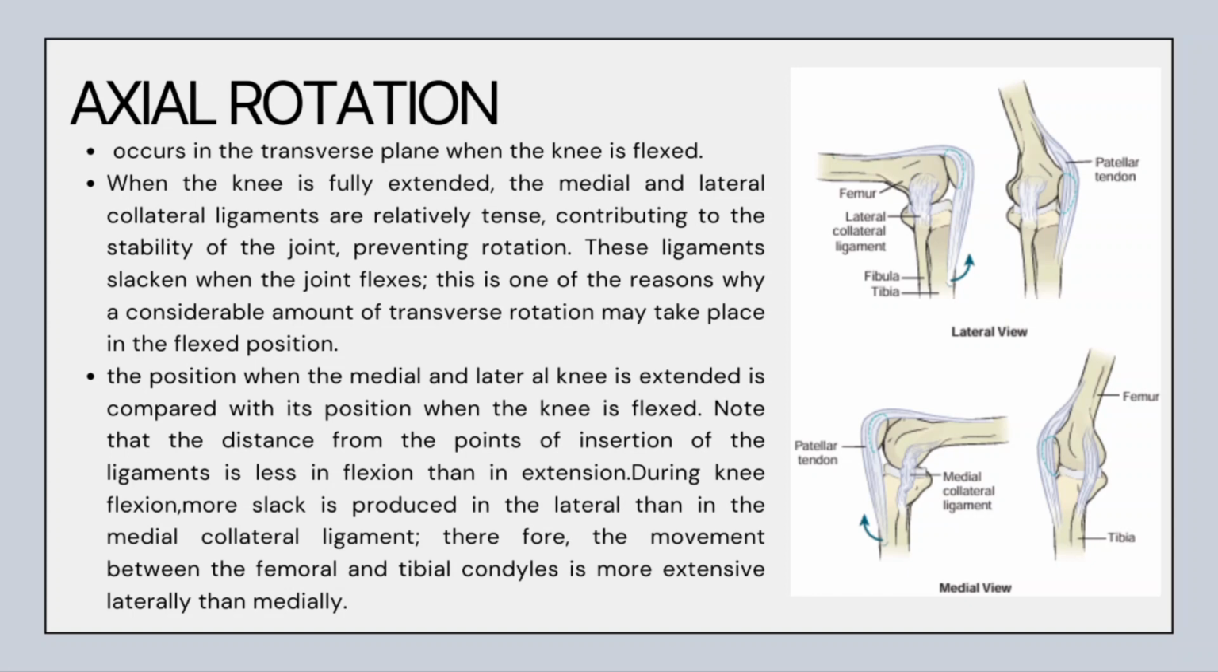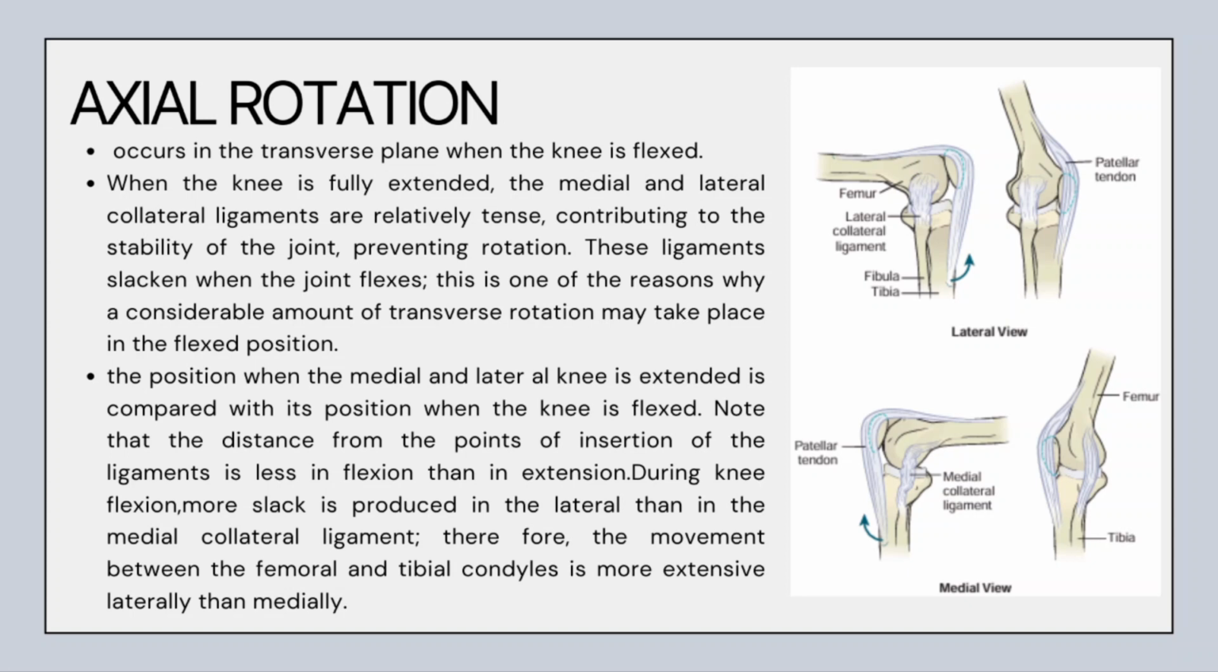During knee flexion, more slack is produced in the lateral than in the medial collateral ligament. Therefore, the movement between the femoral and tibial condyles is more extensive laterally than medially. Transverse rotation takes place about the longitudinal axis located medial to the intercondylar ridge of the tibia, so that roughly it may be stated that the lateral condyle rotates around the medial one. So, yung lateral rotation was approximately twice as large as medial rotation.